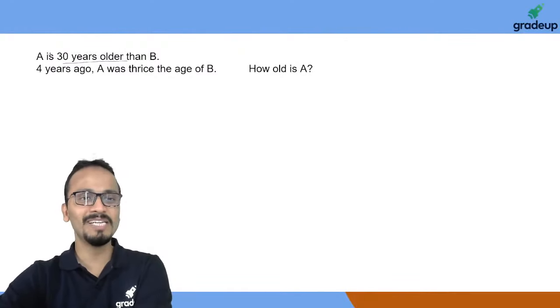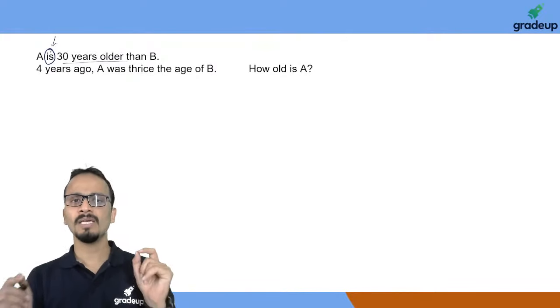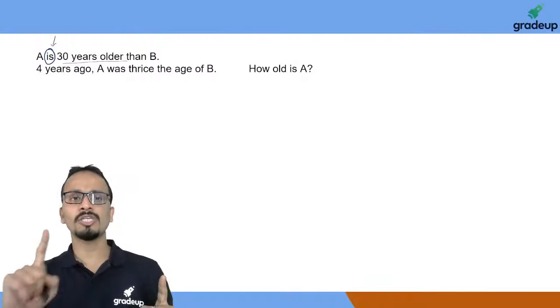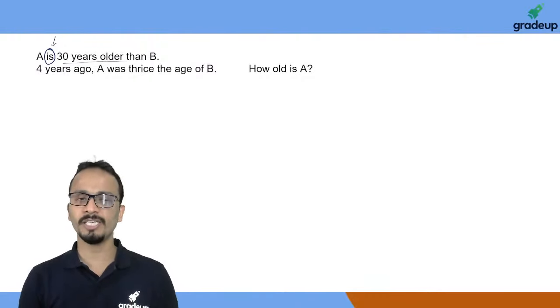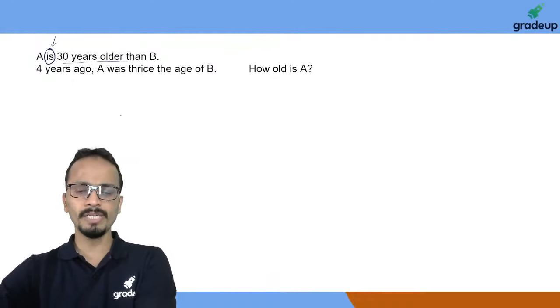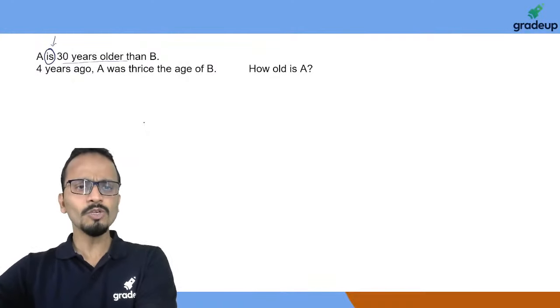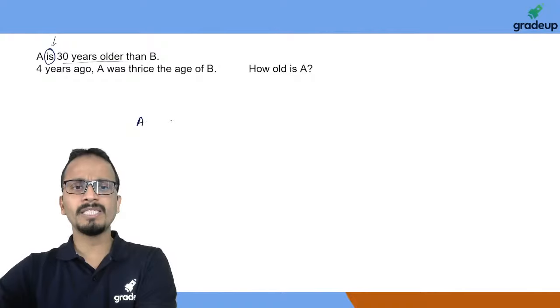Yes, your verbal ability should be good. So basically they are talking about the relation between the ages of A and B at present. So this is the present relation between the ages of A and B. All right. So what I generally do is make a table like this.